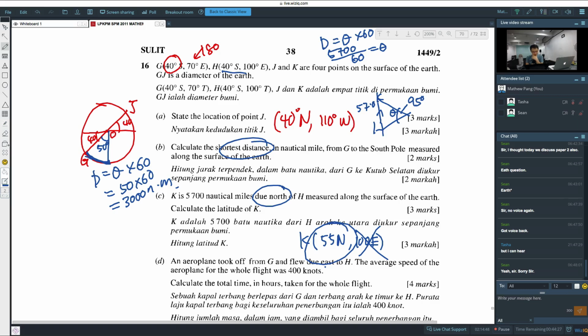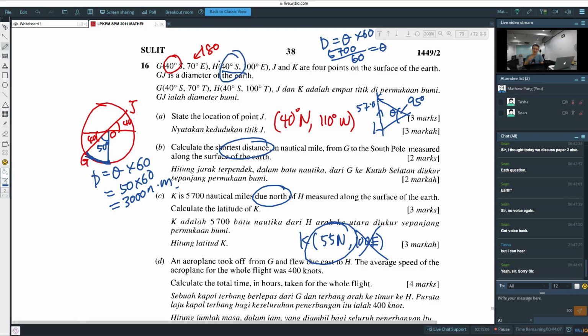Both at 40S means they fly from 70E to 100E, due east. G goes from 70E due east to 100E. Okay, it's very easy.